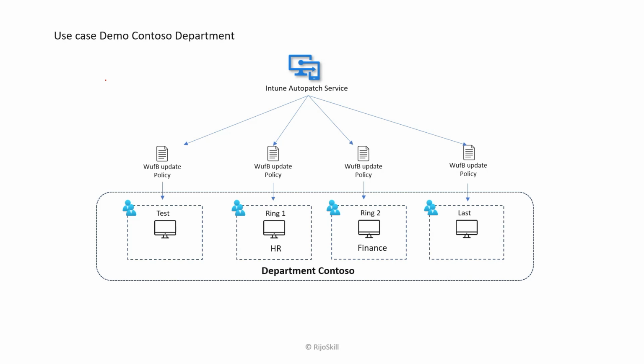Now we will discuss a use case for Windows Autopatch. Here you can see the diagram. They have one department, the console department, which has the HR and finance departments. We will create Windows Autopatch group rings for HR and finance, then add the devices to the Test group. After that we need to implement Windows Update for Business policy in these rings. How can we implement it? Let's go to our Microsoft Intune portal, and I will show how to implement this.